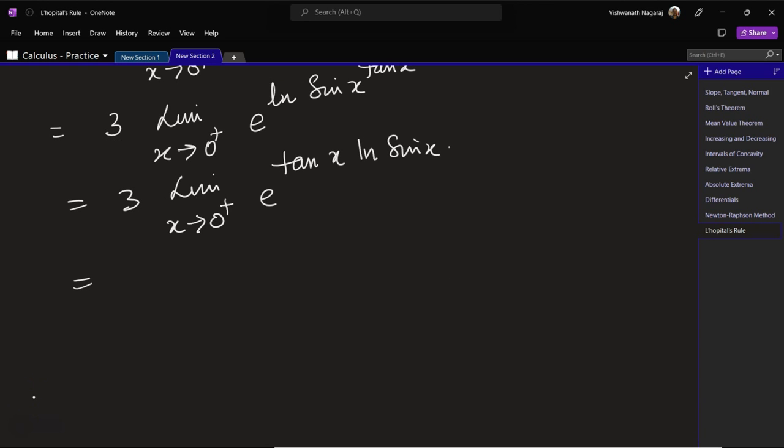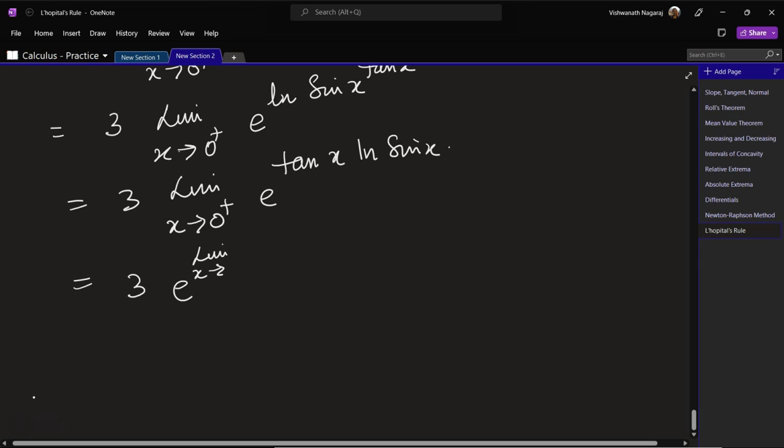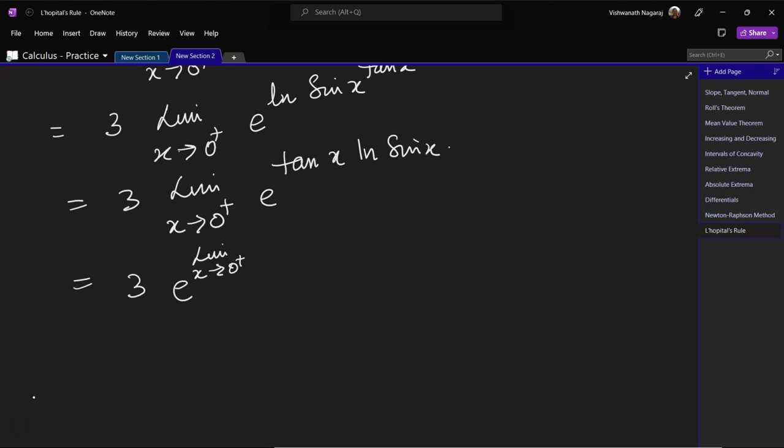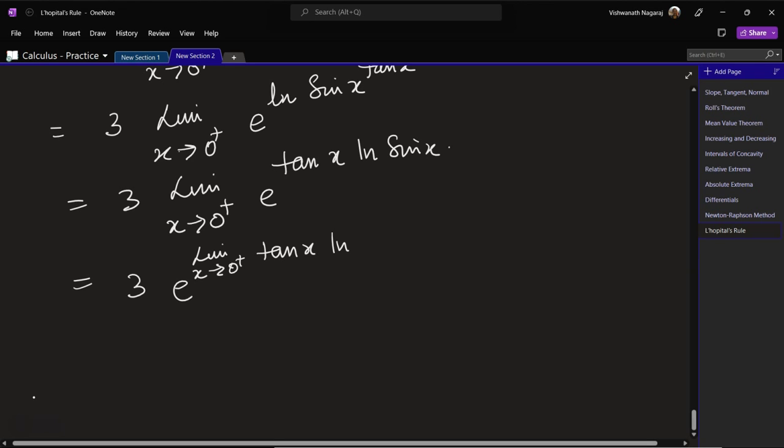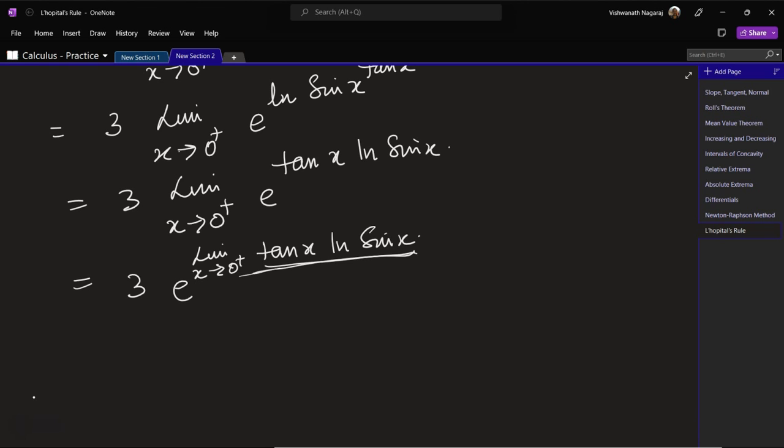Now, remember e is a constant. So what we'll do is take the limit part in and keep e here. So the limit goes to the exponent, because the limit only applies to wherever the x is, right? So this will become tan x natural log of sin x. That means we have to figure out this limit, and then we just put that limit as the power of e. So let's do this separately.